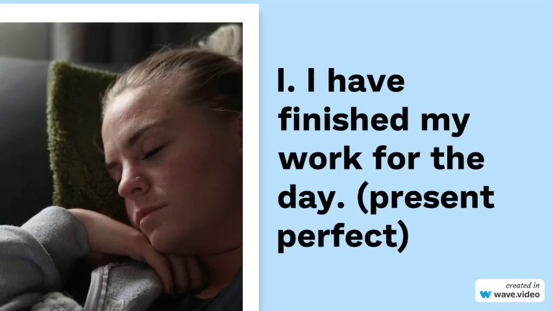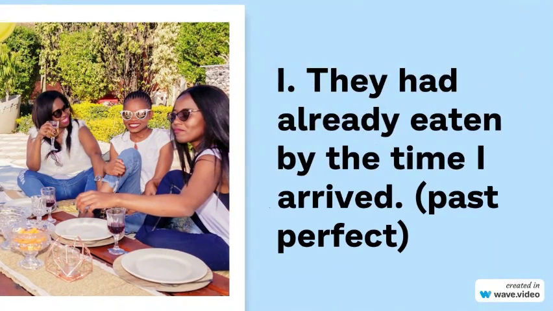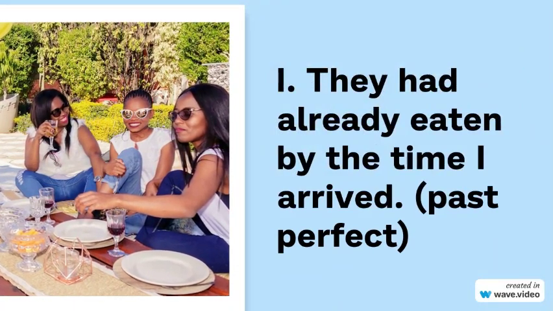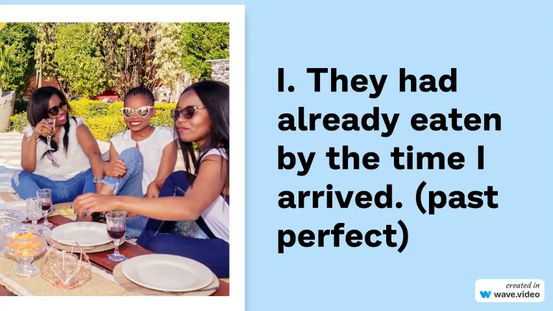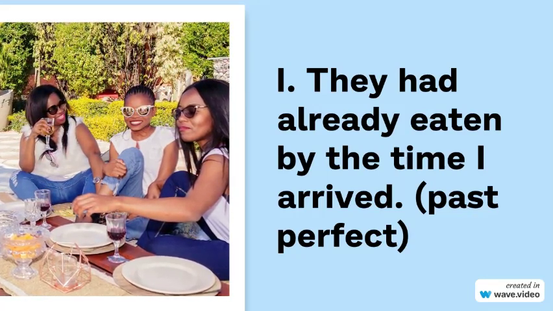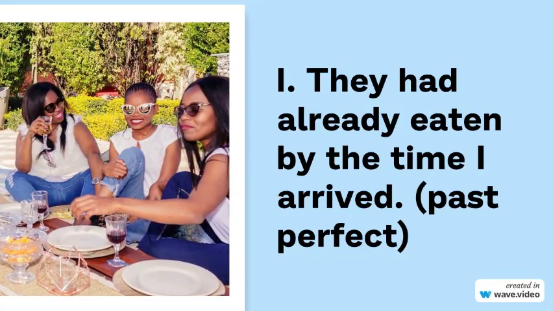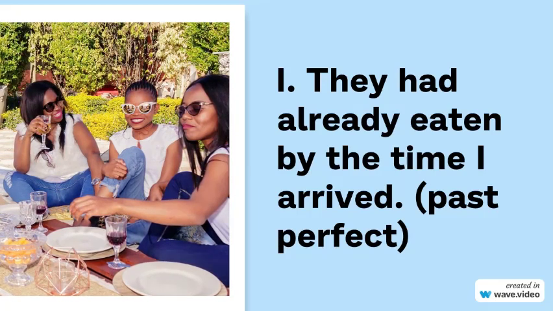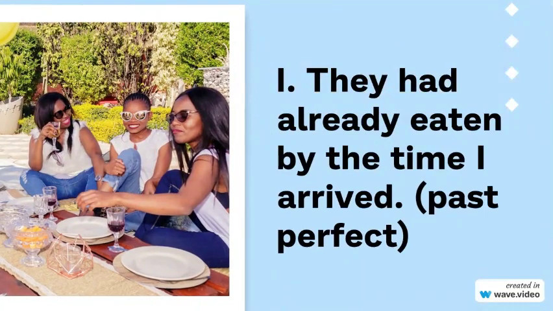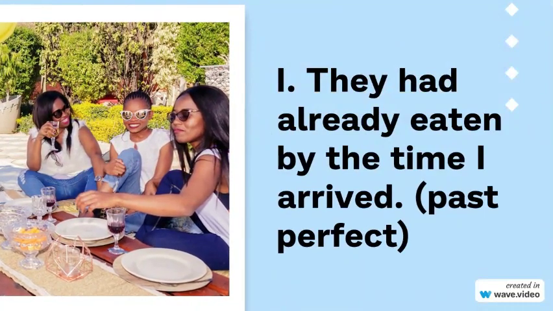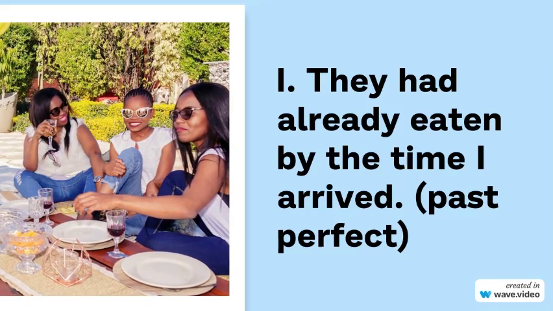Another example: they had already eaten by the time I arrived. This is the past perfect, and each time you use the past perfect, you are expressing a past event and you are placing it side by side with another past event. So we call this past in the past. There are two actions, two events here. They had already eaten.